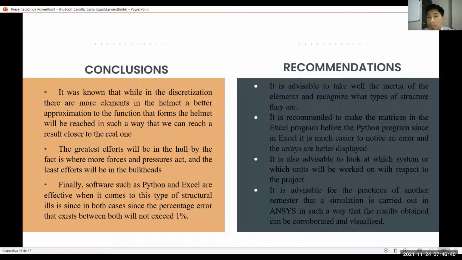Recommendation: it is advisable to check the inertia of the elements to recognize what type of structure they are. It is recommended to make the matrix in the Excel program before the Python program, since in Excel it is much easier to notice an error and the matrices are better displayed. It is also advisable to look at which system of units will be used with respect to the project. Just a second, people.